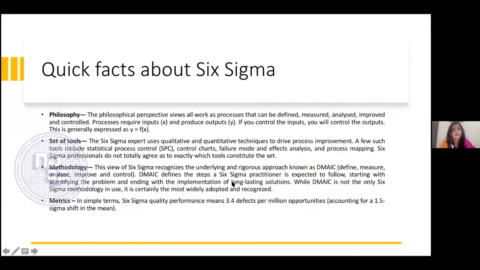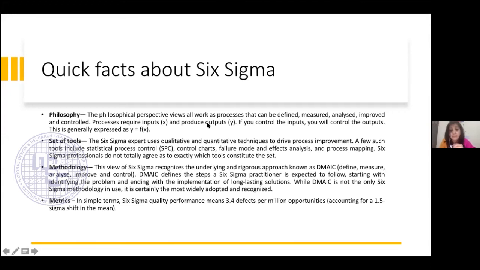Some of the quick facts about Six Sigma. It is a philosophy that uses the steps define, measure, analyze, improve, and control. Processes require inputs, which are termed X, and produce outputs, which are Y. If you control the inputs, you will control the outputs. This is the philosophy of Six Sigma: have the right inputs so that you get the right outputs.